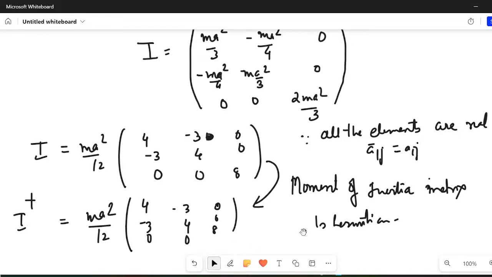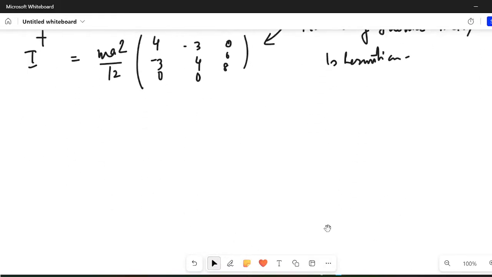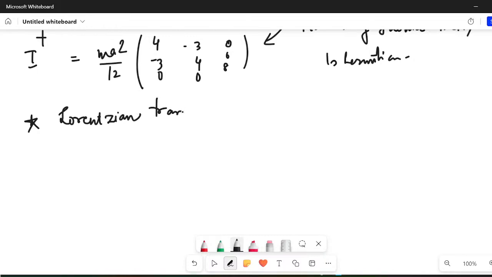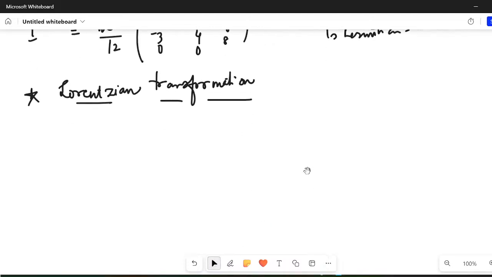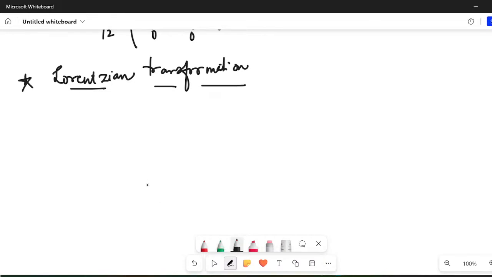Another example from classical mechanics, if you remember, I'm just giving you a few examples so that you can relate it from your physics. So another example, I should take Lorentzian transformation. If you remember, because in quantum mechanics we've already stated that all the operators that we are going to study are nothing but Hermitian matrices only. I hope everybody is getting it right.